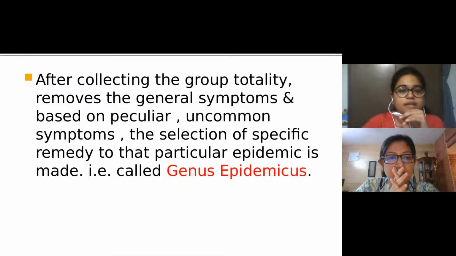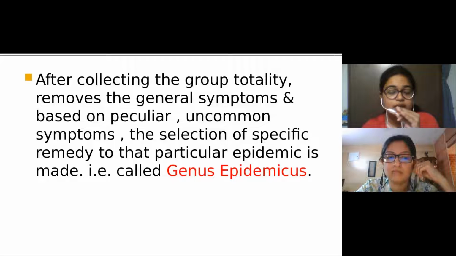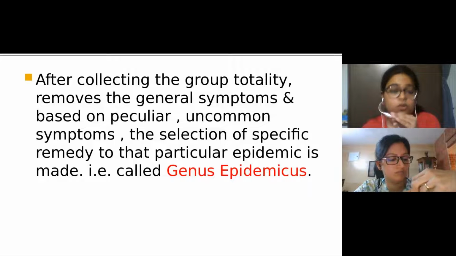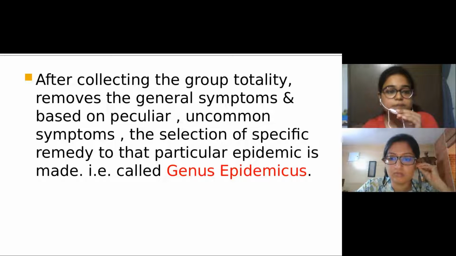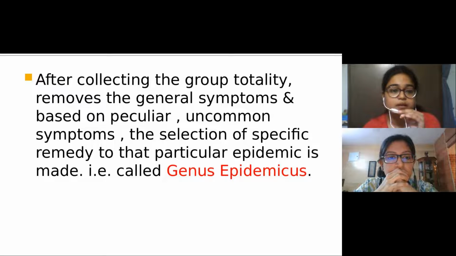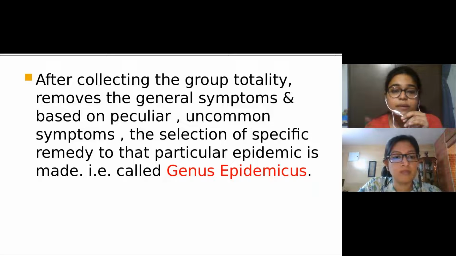And after collecting the group totality, remove the general symptoms. जो हमें पता है that इससे common flu में ये सारे symptoms होते हैं, so just remove those symptoms and based on peculiar and uncommon symptoms, जो differentiate करेगा इसको बाकी सारे disease से, take those symptoms and the selection of specific remedy to that particular epidemic is made. That is we call genus epidemicus for that particular epidemic disease.